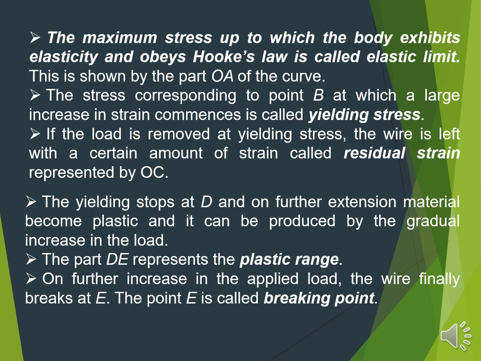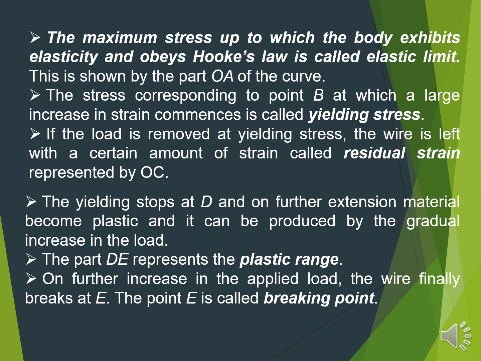Now let's study this graph. The maximum stress up to which the body exhibits elasticity and obeys Hooke's law is called the elastic limit. All materials have got elastic property and every material has got an elastic limit. Now this is shown by the part OA in the curve. Now, the stress corresponding to point B at which a large increase in strain commences is called the yielding stress. Second point, if the load is removed at yielding stress, the wire is left with a certain amount of strain called residual strain, represented by OC in the graph.